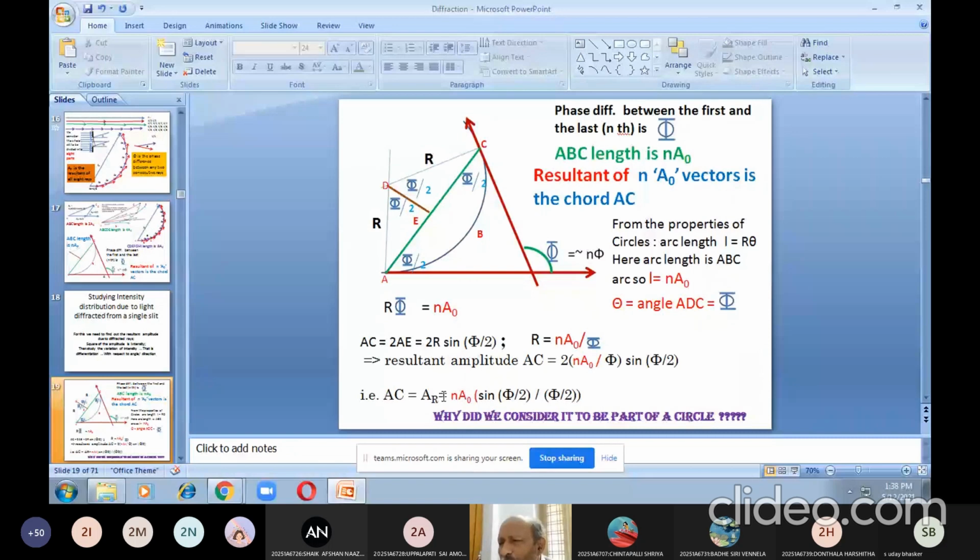Now, how did I get that? Because this AC is 2 times AE, and this AE is R sine phi by 2. This phi by 2 is half of the phase difference between the first ray and the last ray, and this phi is equivalent to d sine theta into 2 pi by lambda. So we got the resultant amplitude as AC.